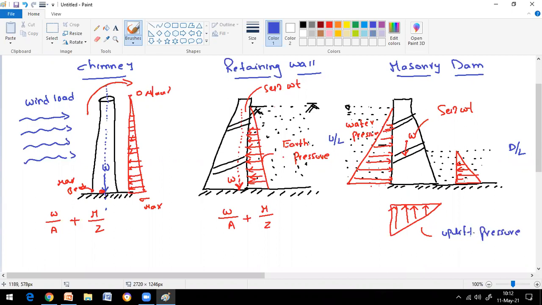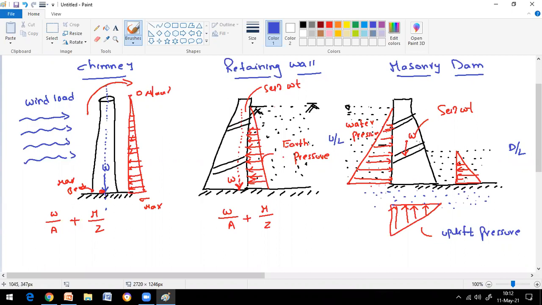Uplift pressure. See what happens when your dam is constructed in water: there will be water even below the dam. This water below the dam will try to lift the dam. Due to the uplift pressure, this water will make your dam float.